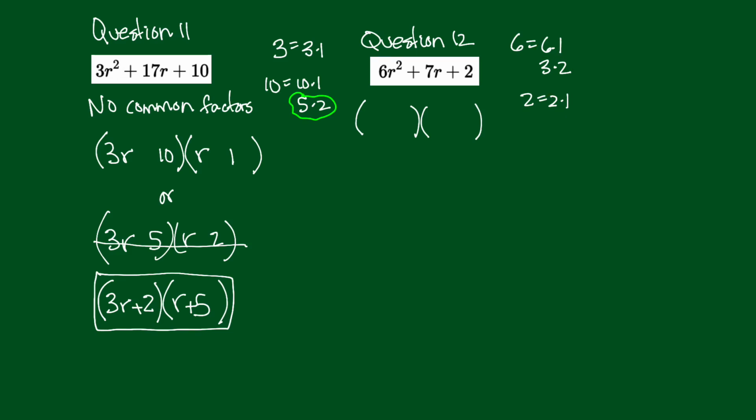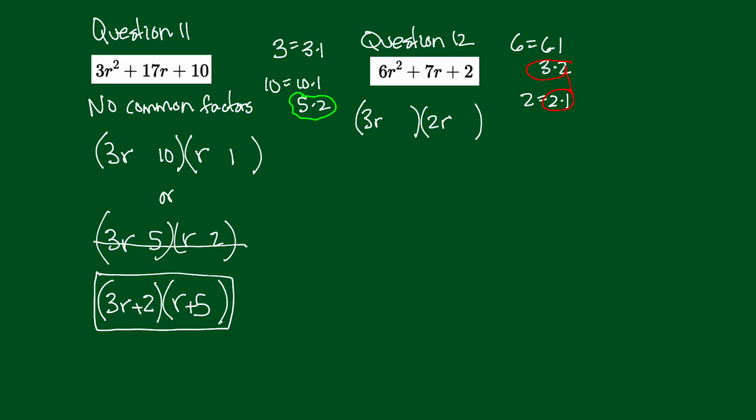Well, I always try to pair this closest together. It doesn't always work, but it works more often than not. So I'm going to try this pair, this one with this one. So here's my plan. I'm going to go with the 3r and the 2r. I have an r squared, so I need an r and an r, and I need a 6, so I'm going with the 3 and the 2.